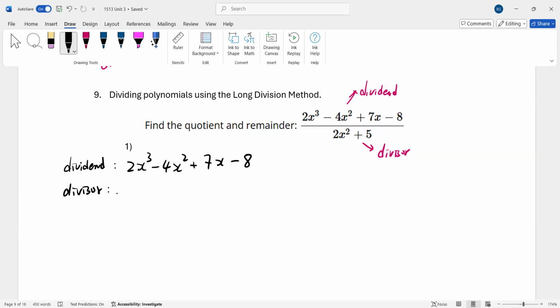How should we write standard form? A plus B plus C. Missing degree 1, right? Yes, because the coefficient is 0. So if we write 2x squared plus 5 in the standard form, that's going to be 2x squared plus 0x plus 5. Do you agree?